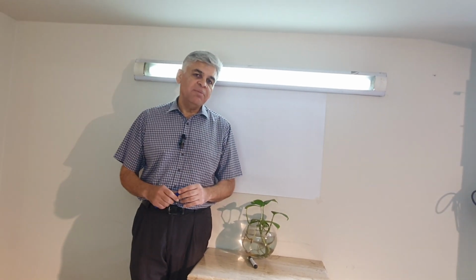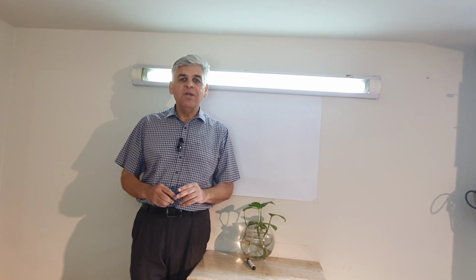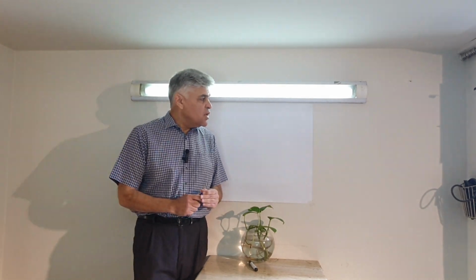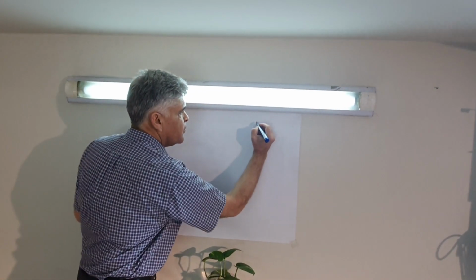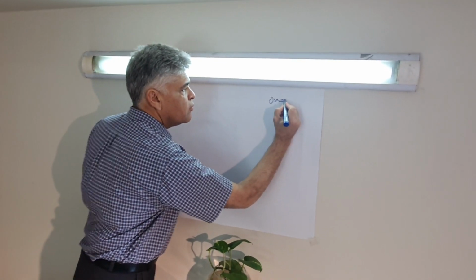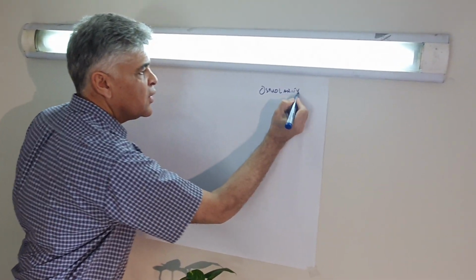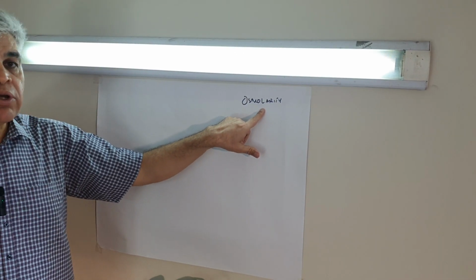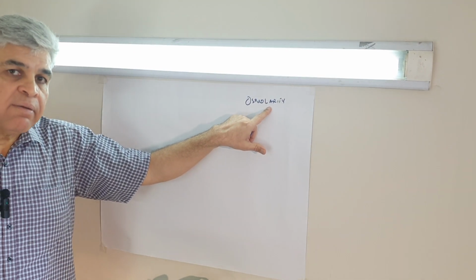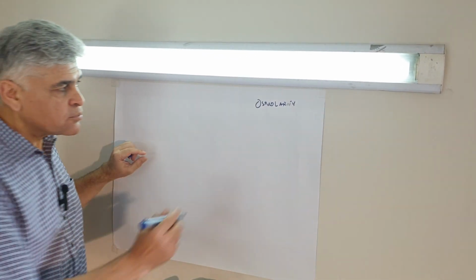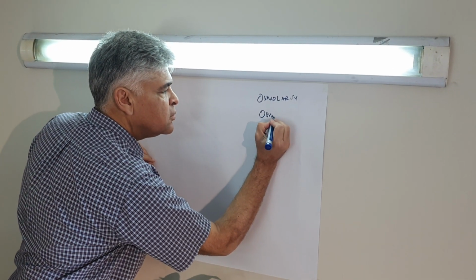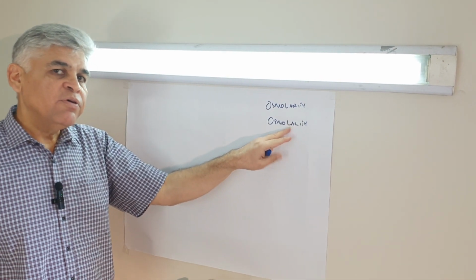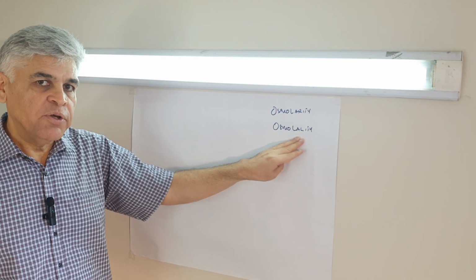Here we've got two terms. One of them is osmolality and the other one is osmolarity. They're both interchangeable. They don't really mean any different from one another. But osmolarity is the amount of solutes which are present in a liter of water, while osmolality is the amount of solute or the number of solutes which are present in a kilogram of water.